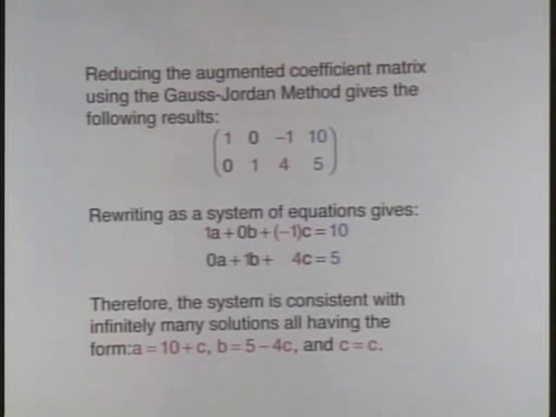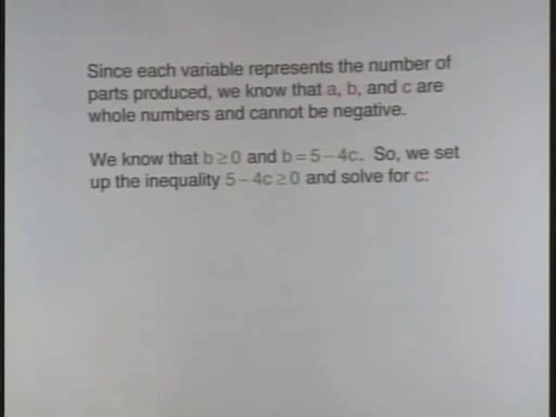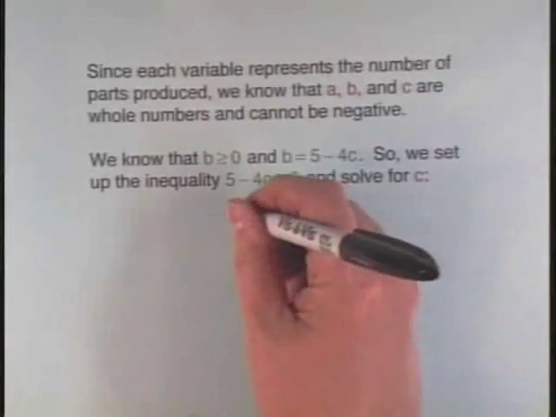What does this solution mean within the context of the application problem? Can C really be any real number? Since each variable represents the number of parts produced, we know that A, B, and C are whole numbers and cannot be negative. We know that B is greater than or equal to 0 and B equals 5 minus 4C, so we set up the inequality 5 minus 4C greater than or equal to 0 and solve for C.